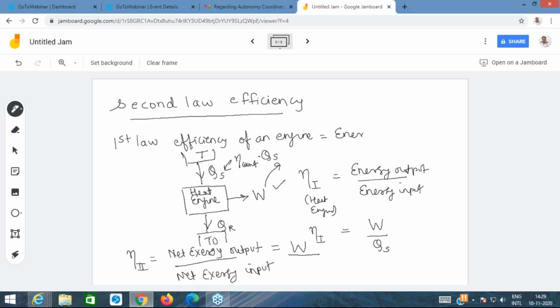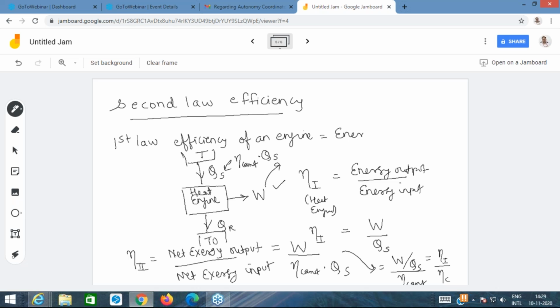Okay, so the exergy of this input, that is QS, is the efficiency of Carnot into QS. If you just rewrite this, it can be rewritten as W upon QS upon the efficiency of Carnot. So for a heat engine, this is nothing but the first law efficiency upon the Carnot efficiency. I hope this is clear to you.